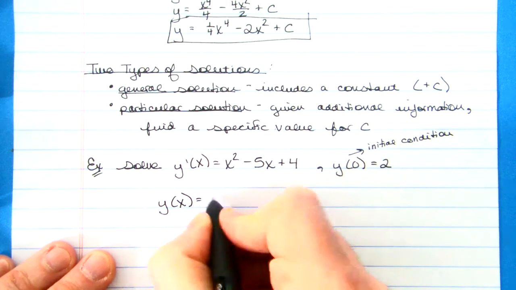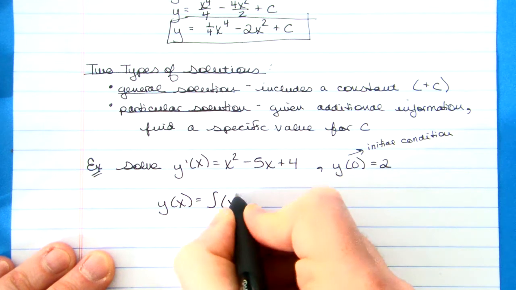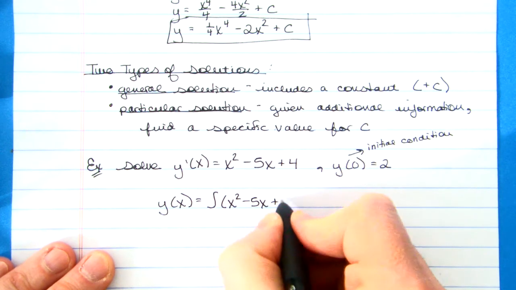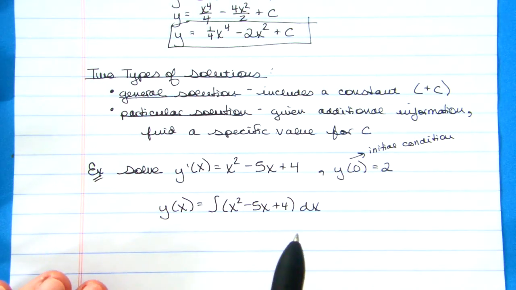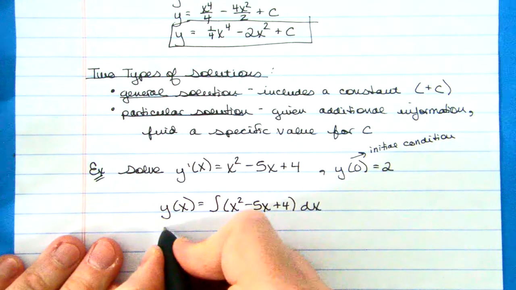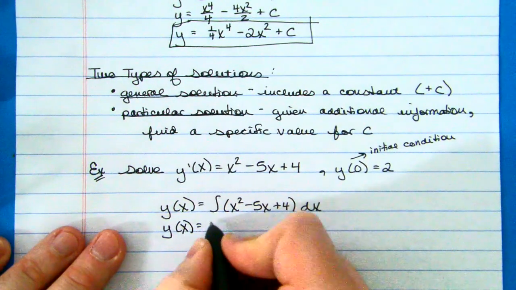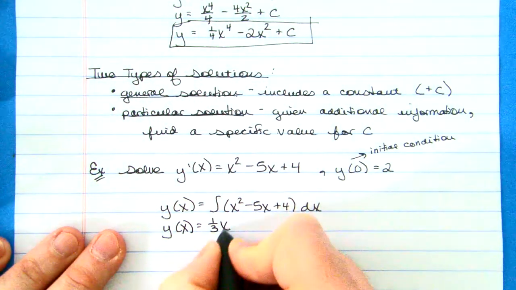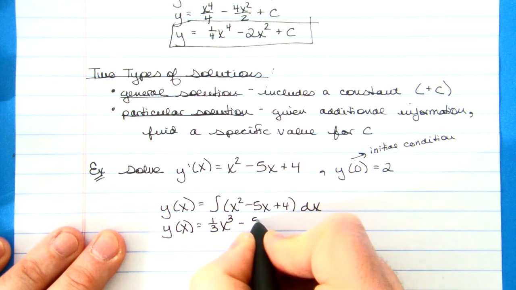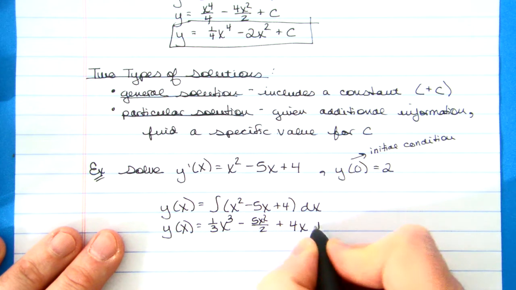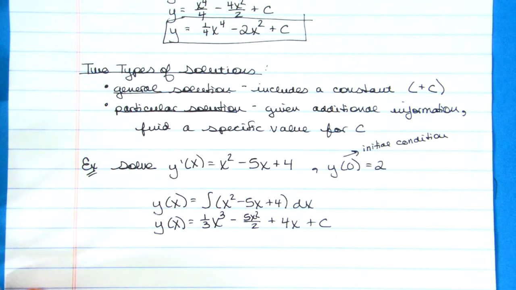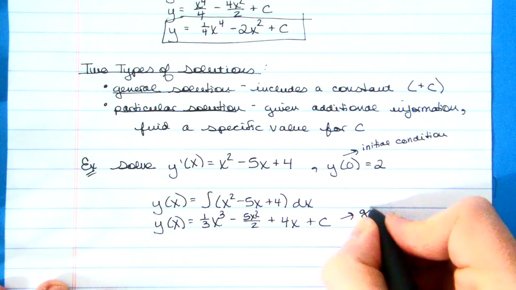So y of x is going to equal the antiderivative of x squared minus 5x plus 4 dx. Please take a moment and integrate that. I'll make the video pause. Y of x equals 1/3 x to the third minus 5x squared over 2, plus 4x plus a constant. And this is my general solution.